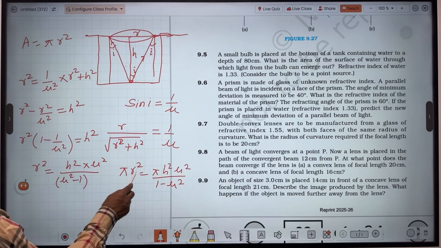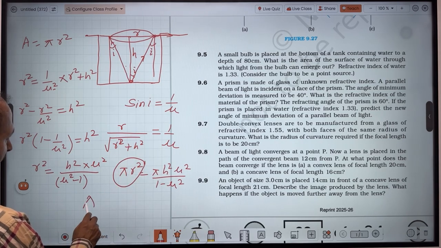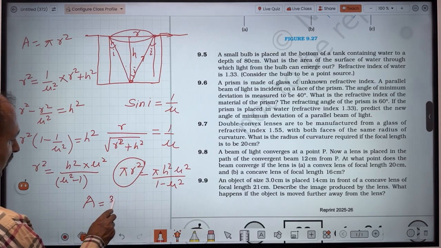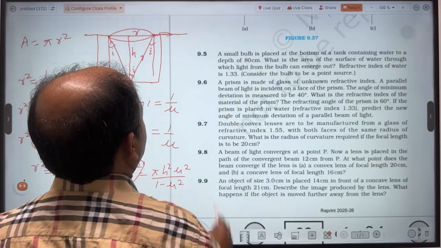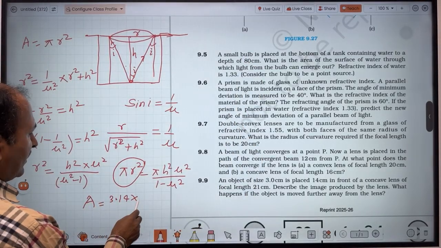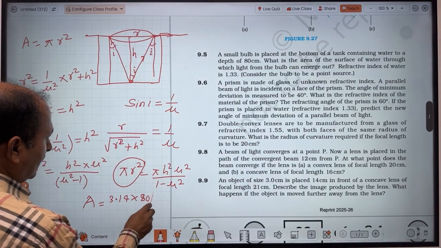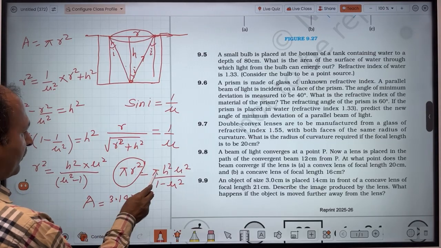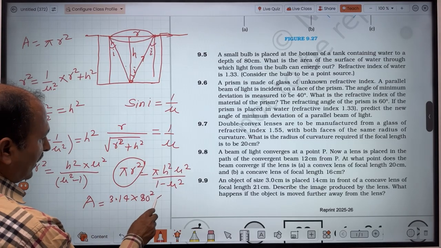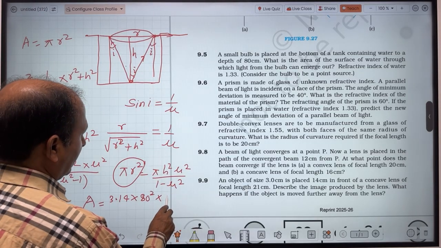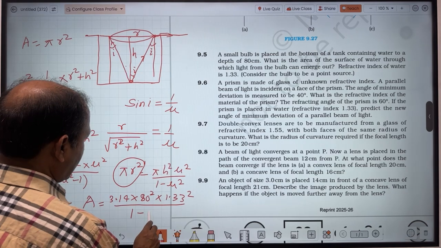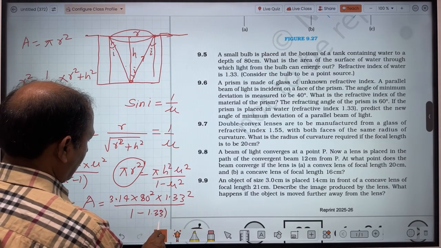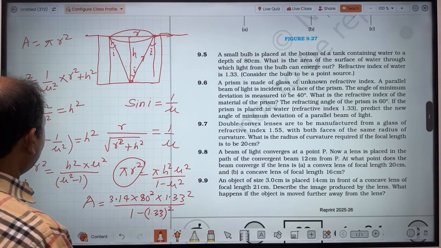Now we can put the values, and let's denote it as A. So A will be equal to 3.14 into height. Here height means depth, which is given as 80 centimeter. So just keep it in centimeter. So 80 square, pi times h square times refractive index 1.33 square, whole divided by 1 minus 1.33 whole square.